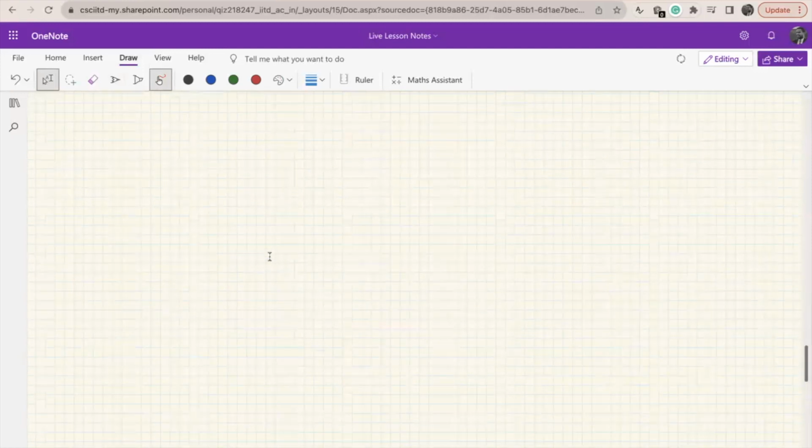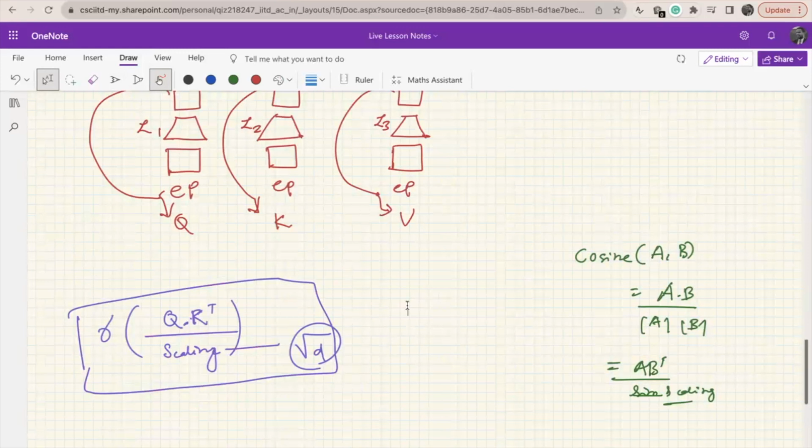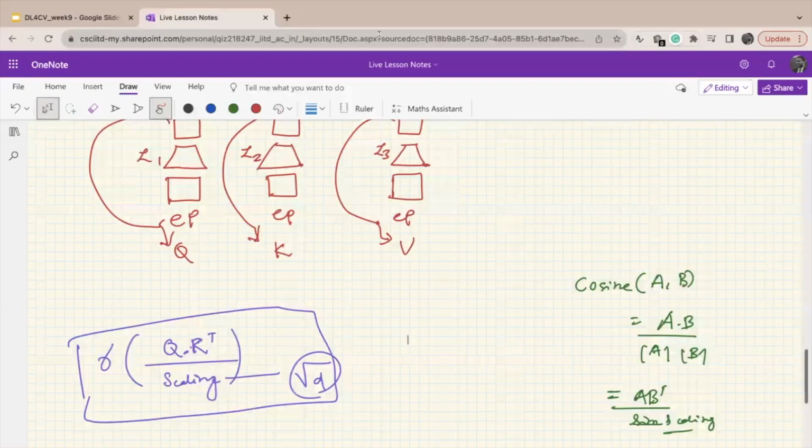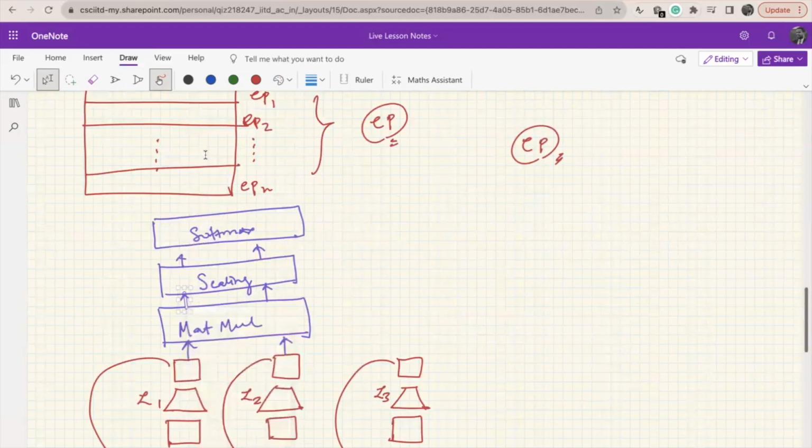So you divide by the dimension of the key vector, which comes through the linear layers. You can see that the output you get from it would be a matrix, right?